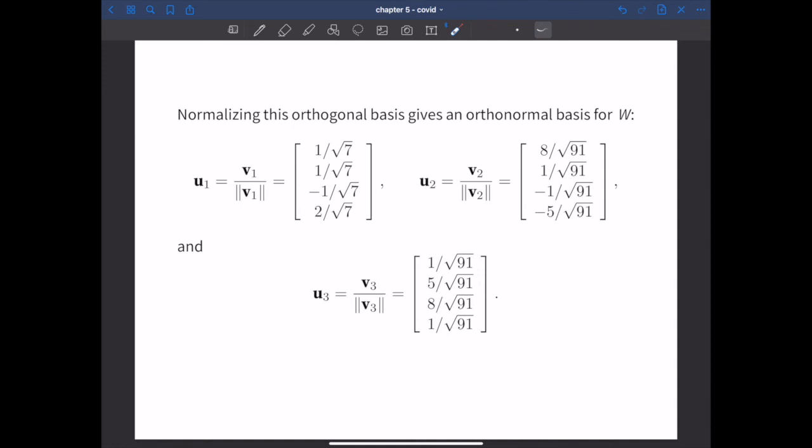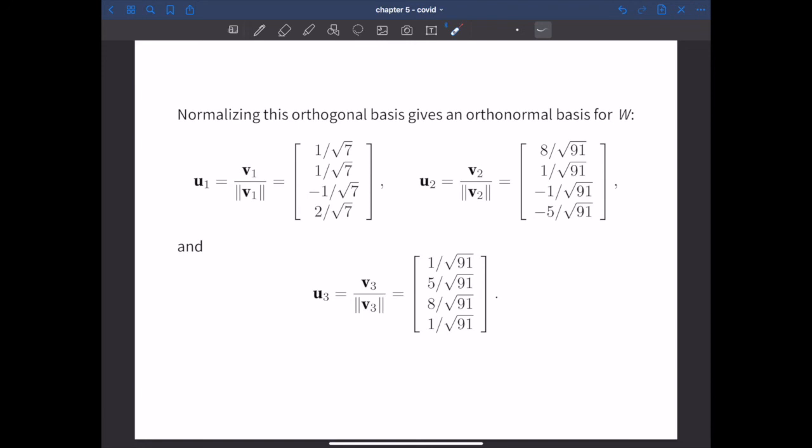All right, so this procedure is always going to work. If I give you a basis that doesn't happen to be orthogonal, you can always do the Gram-Schmidt procedure and you'll end up with an orthogonal basis. This will be something we need to do a lot when we talk about singular value decompositions.